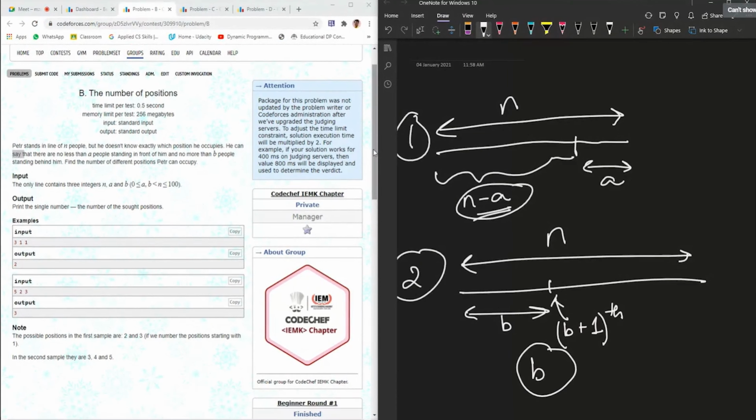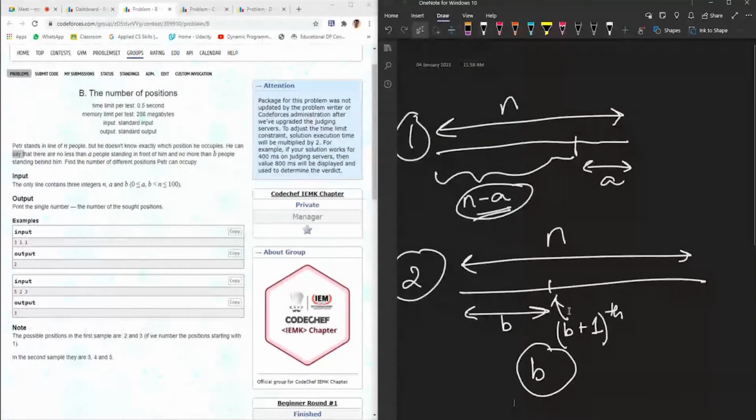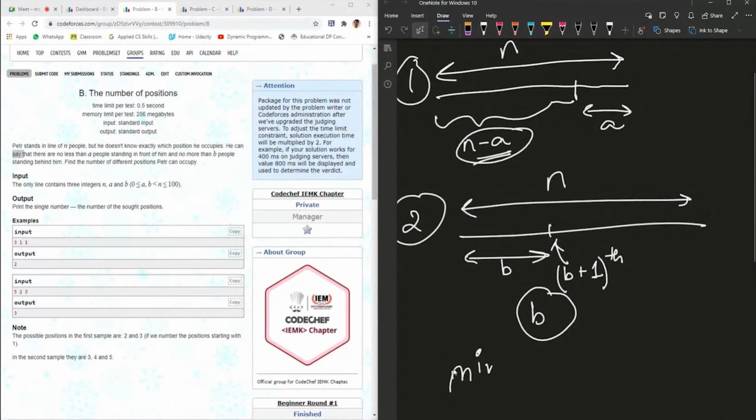Now we want to output the number of different positions that I can occupy. The number of different positions that I can occupy will be the intersection of these two conditions. Only the value which satisfies both these conditions will give us the correct answer. So we will take the minimum of these two answers. Sorry, here it will be b plus 1, because we can occupy b plus 1 different positions. So the answer will be the minimum of n minus a and b plus 1.